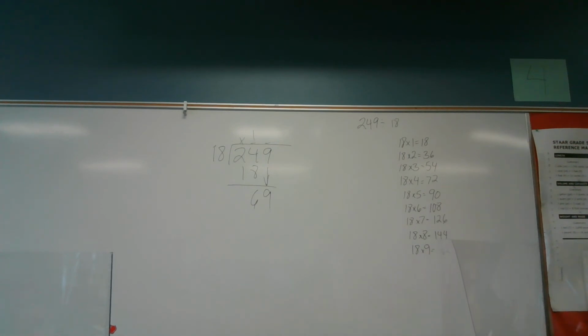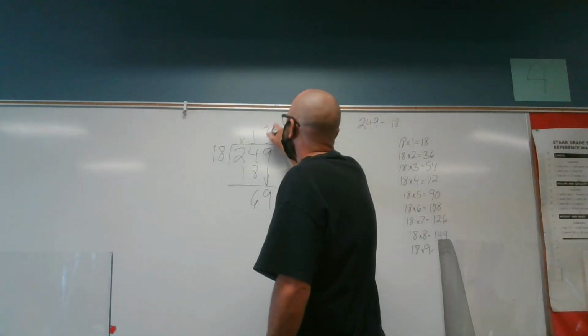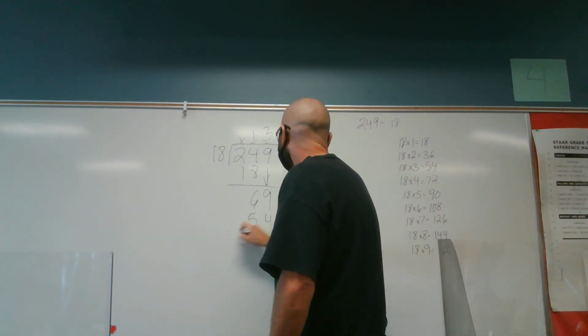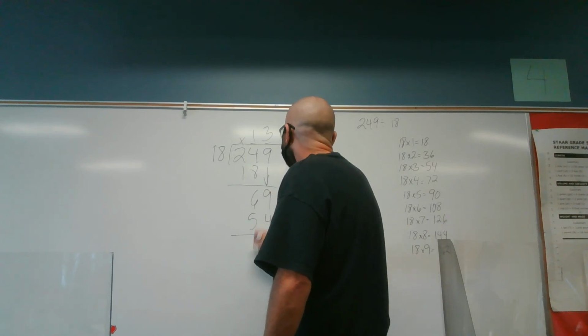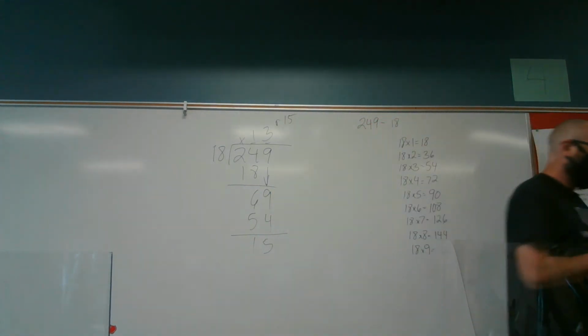Then I have to ask myself, self, does 18 go into 69? Yes. And I go back over here and I look. 18, 36, 54, 72. Oh, 72 is too big. So it must be 18 times 3 is 54. Subtract, it equals 15. And I have 13 remainder 15. Yay. I got this one this time.